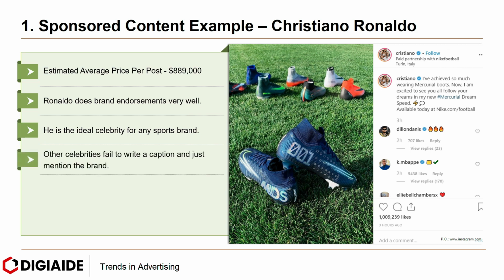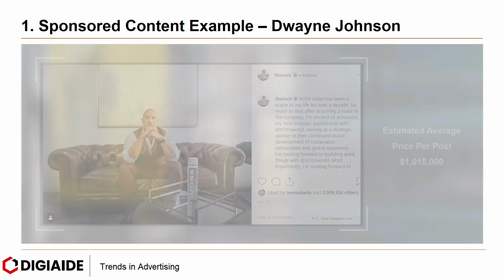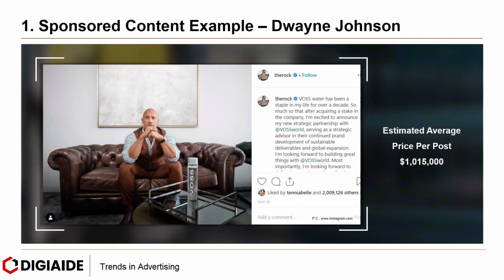Other celebrities fail to write a caption and just mention the brand. Ronaldo, on the other hand, does a thorough job by promoting the brand properly with a caption. Here's an example of a post where he promoted shoes for Nike. Next example in this case is Dwayne Johnson. His estimated average price per post is about $1 million, and he also does justice to the brand he promotes.